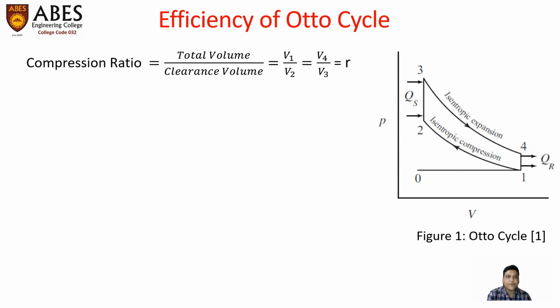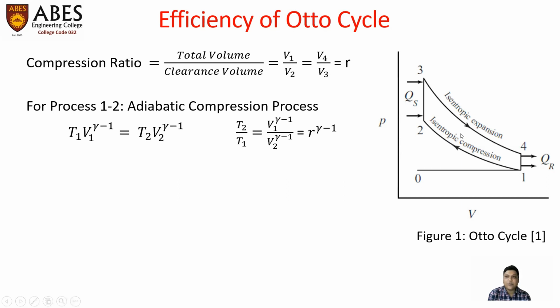Now, we are going to define the compression ratio. Compression ratio is defined as total volume divided by clearance volume. Total volume is equal to V1 and clearance volume is V2. We can also see that V2 is equal to V3 and V4 is equal to V1. So, V1 upon V2 is equal to V4 upon V3 and equal to r. r is the compression ratio.